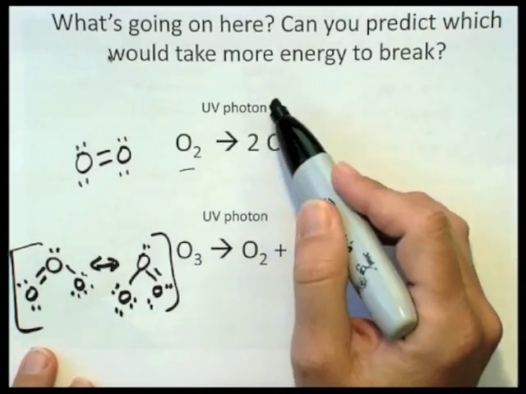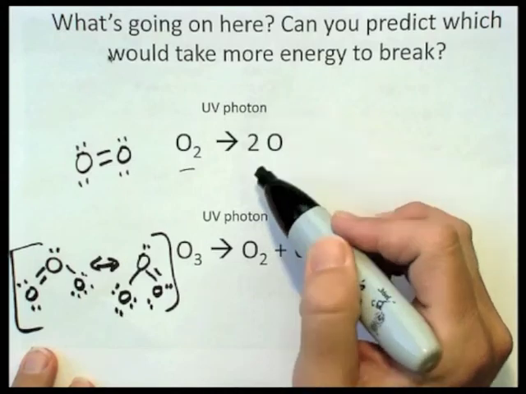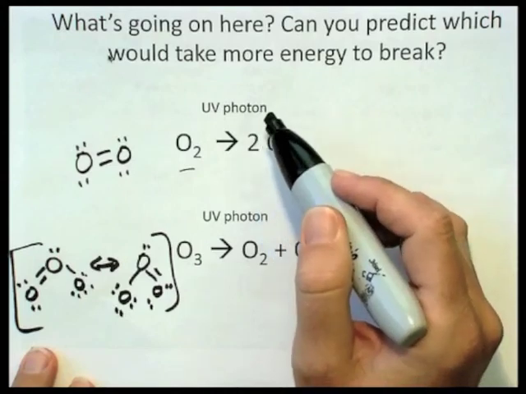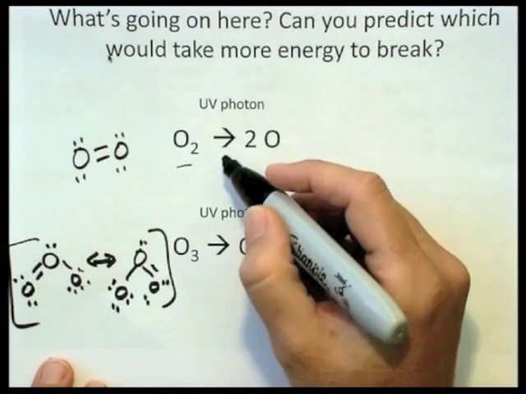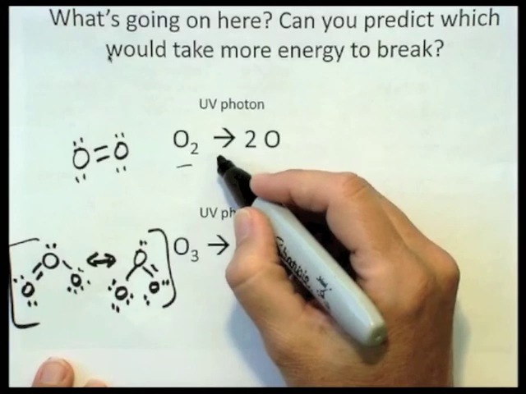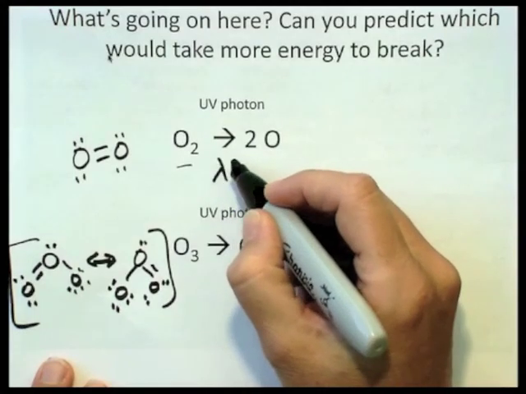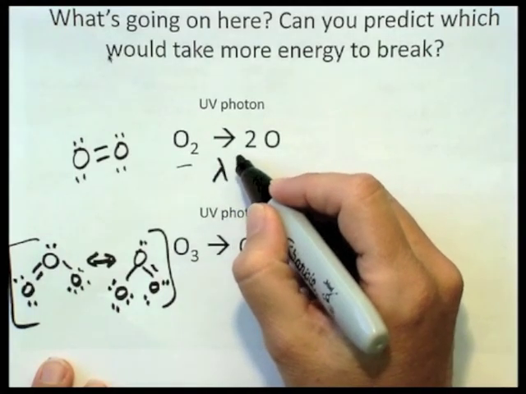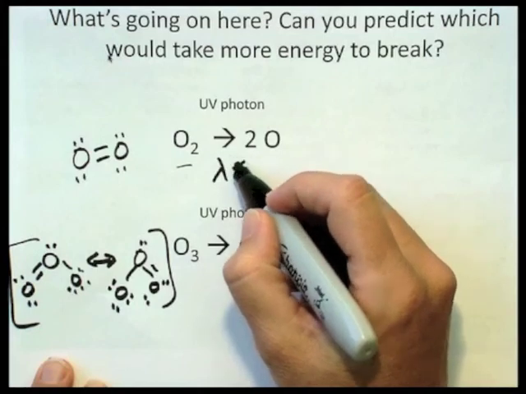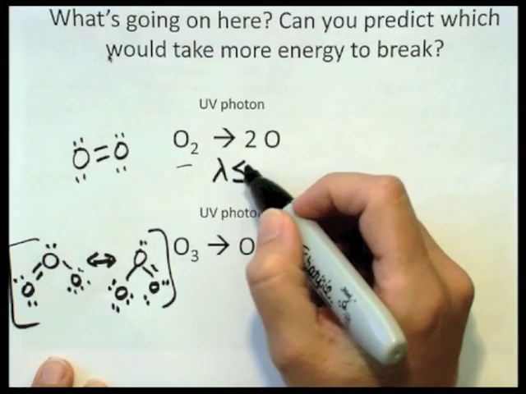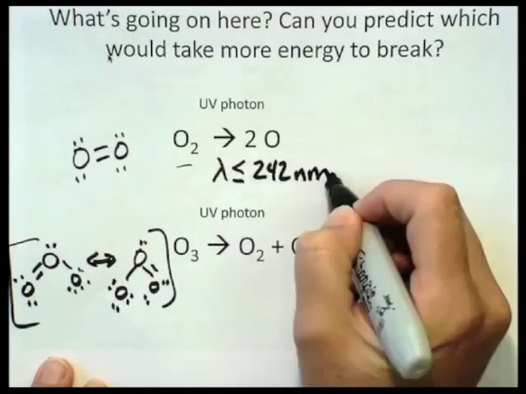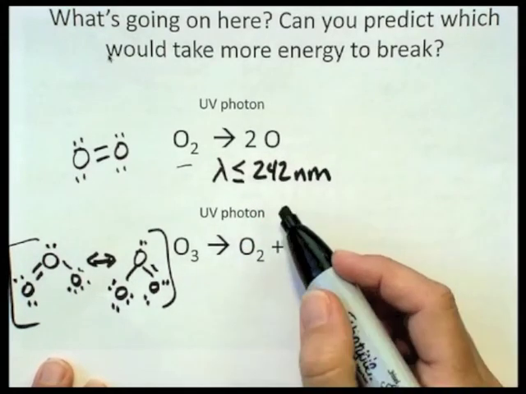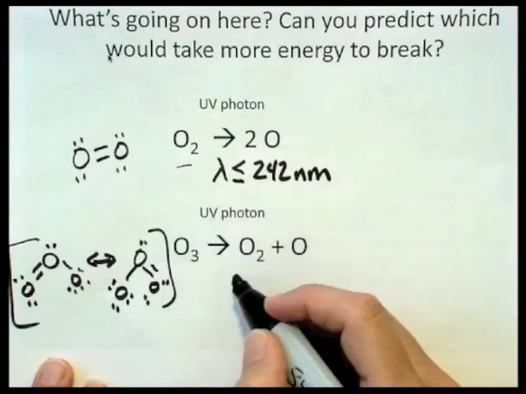So the different energies within the UV spectrum are going to cause different types of chemical changes. And indeed, the wavelength of the UV radiation necessary to break the oxygen double bond is, remember, the shorter the wavelength, the higher the energy, less than or equal to 242 nanometers. So it has to be at least 242 nanometers or shorter to break that bond.